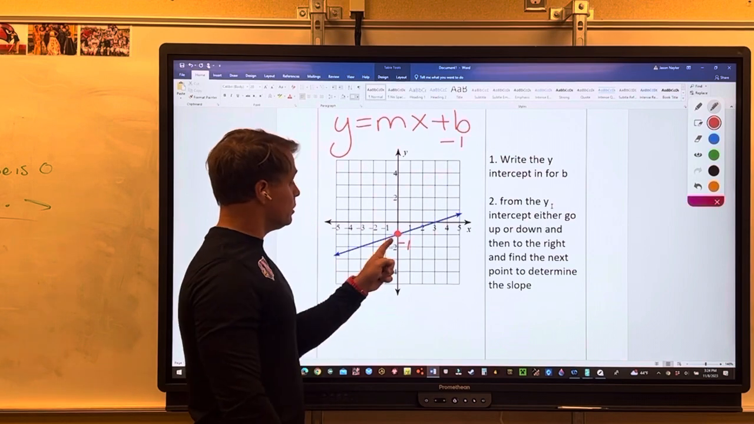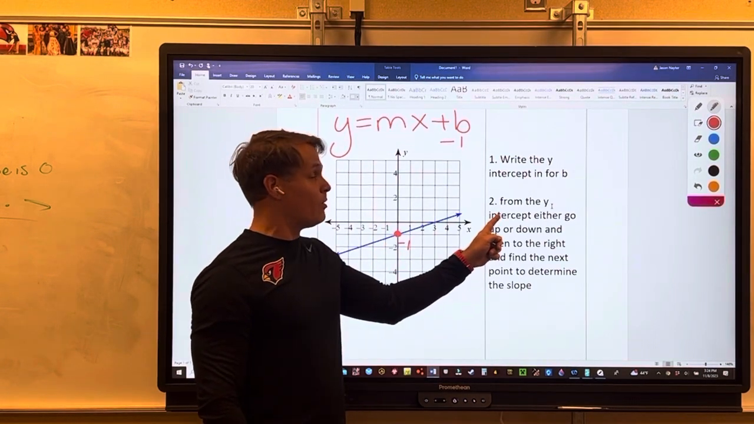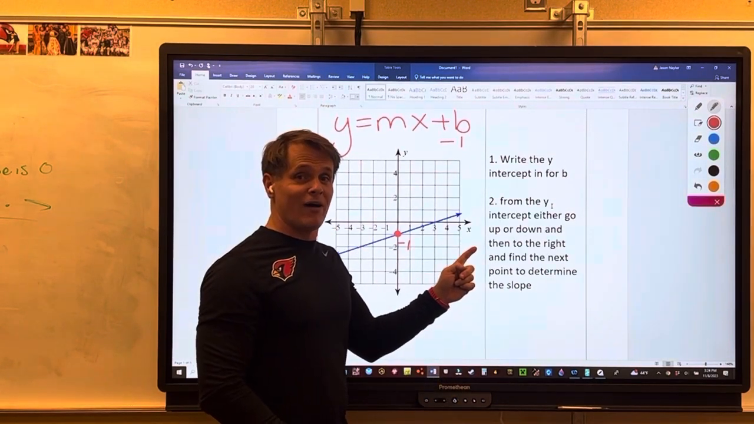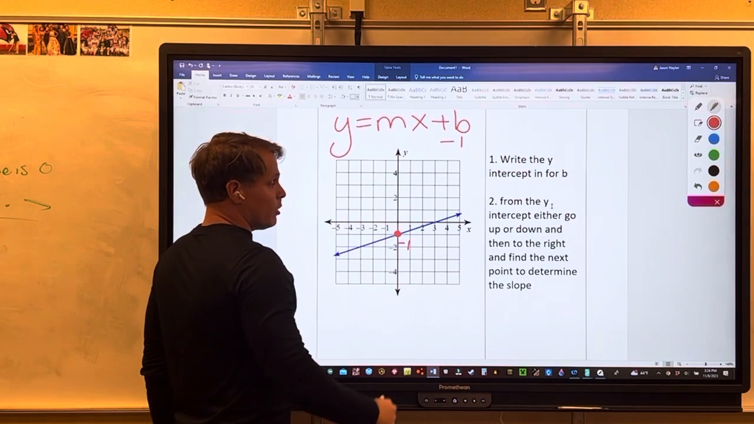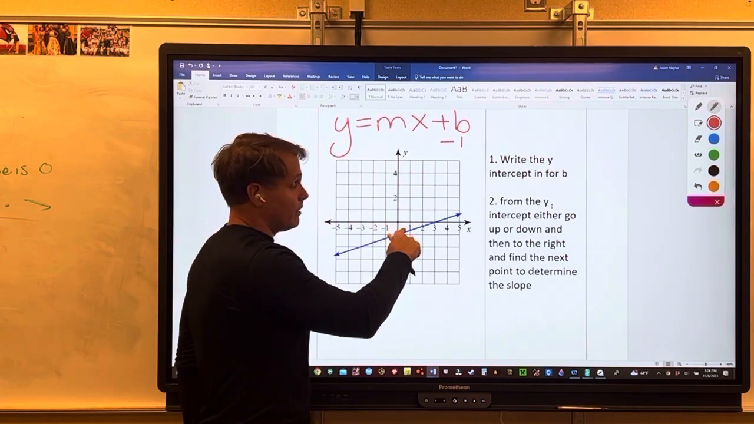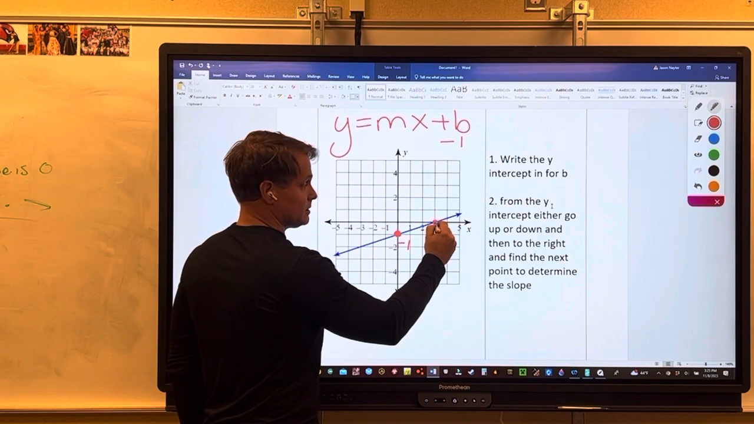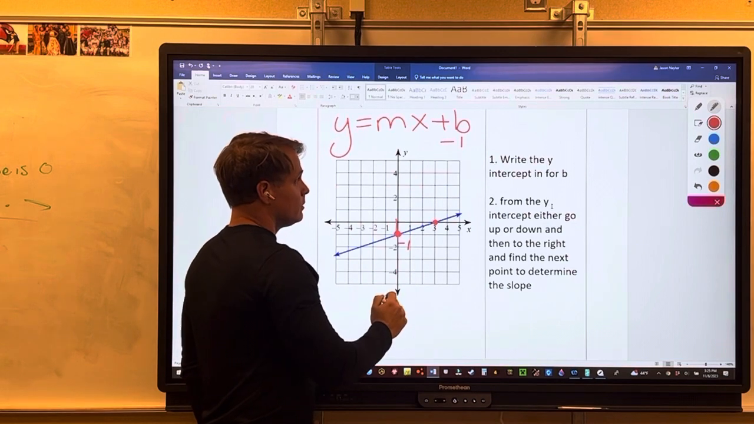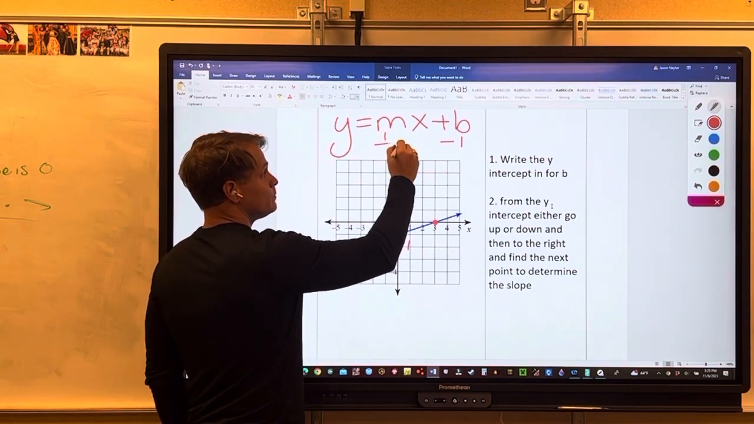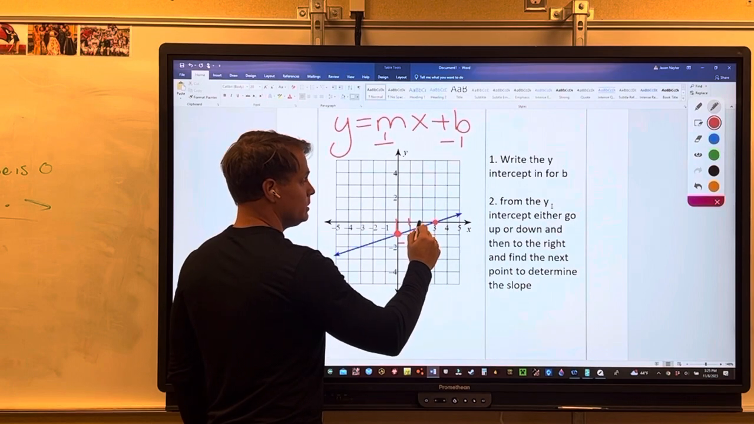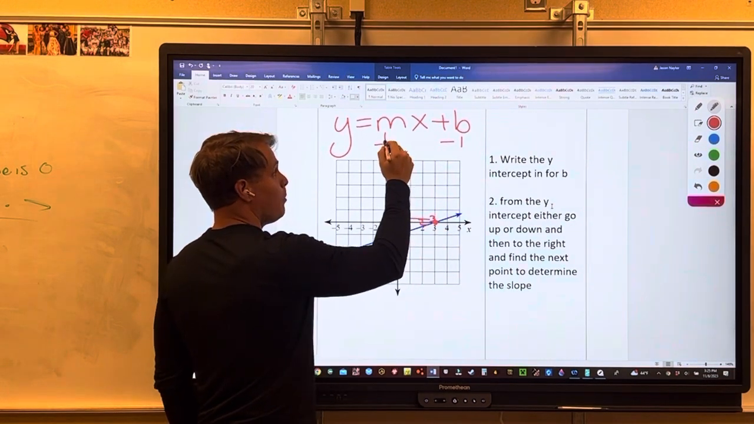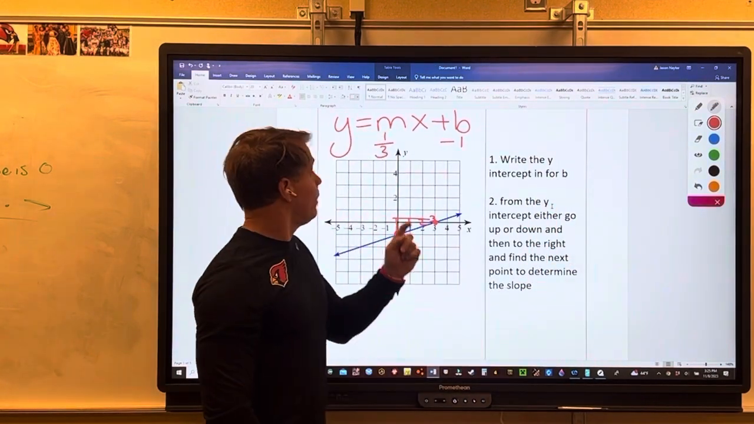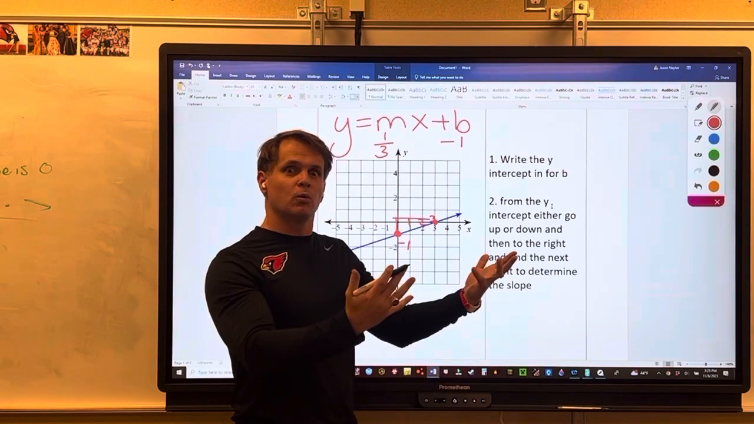The next thing that I'm going to do is from this point right here, from the y-intercept, I'm either going to go up or down and to the right and find the next point on the graph. So if you look, that's not a point on the graph right there. A point on the graph is a point like this. That is 3, 0. So since I'm going up, the rise is going to be 1. And then I'm going to run over 1, 2, 3. So up 1 over 3. Remember that if I was going down 1, the slope would be -1, but since I'm going up, it's 1.